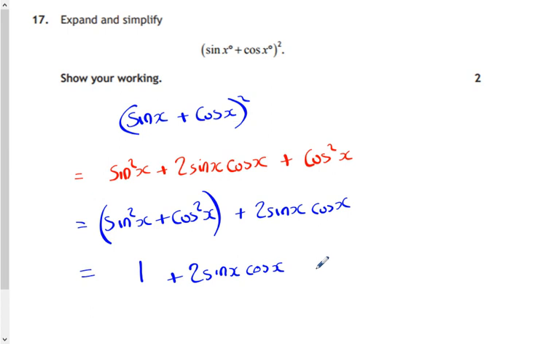If you're familiar with the double angle formula, you could do that further, but we don't need to use that just now because this is just National 5.